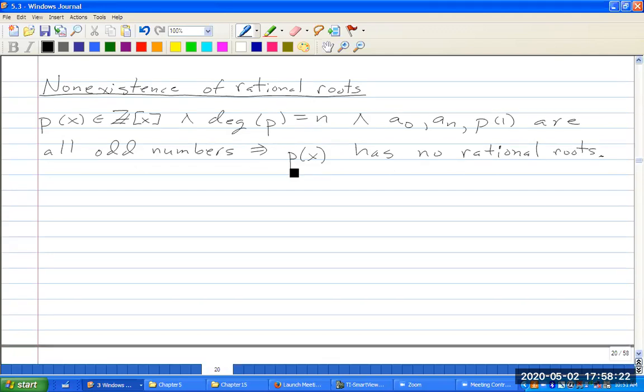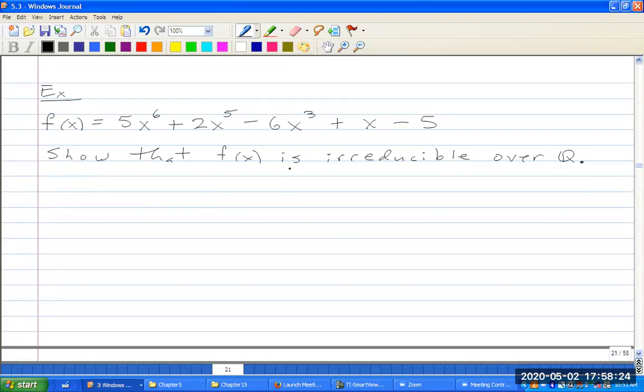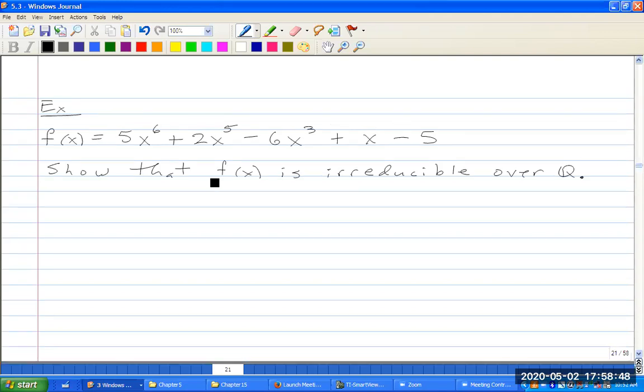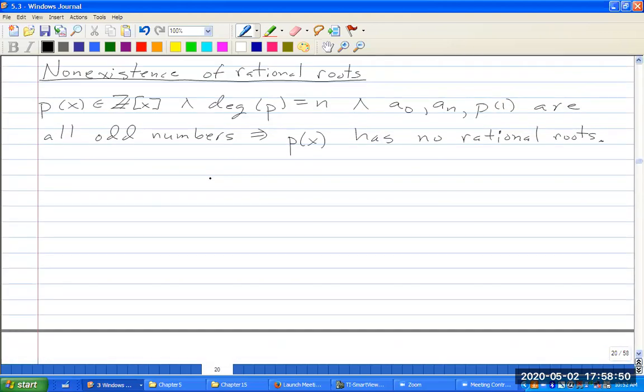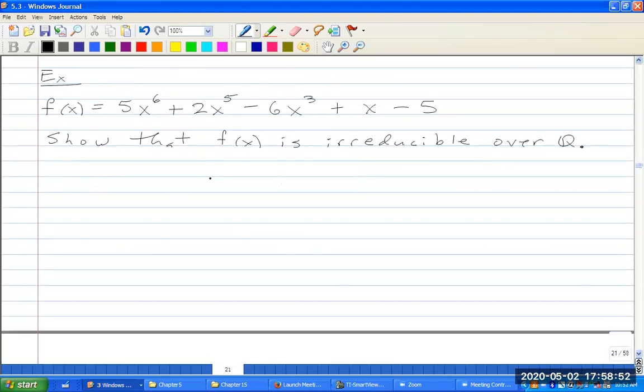Okay. So let's look at the following polynomial. F of x equaling 5x to the 6th plus 2x to the 5th minus 6x to the 3rd plus x minus 5. And I want to show that this polynomial is irreducible over the rationals. Okay. So, yeah, it has no rational roots.